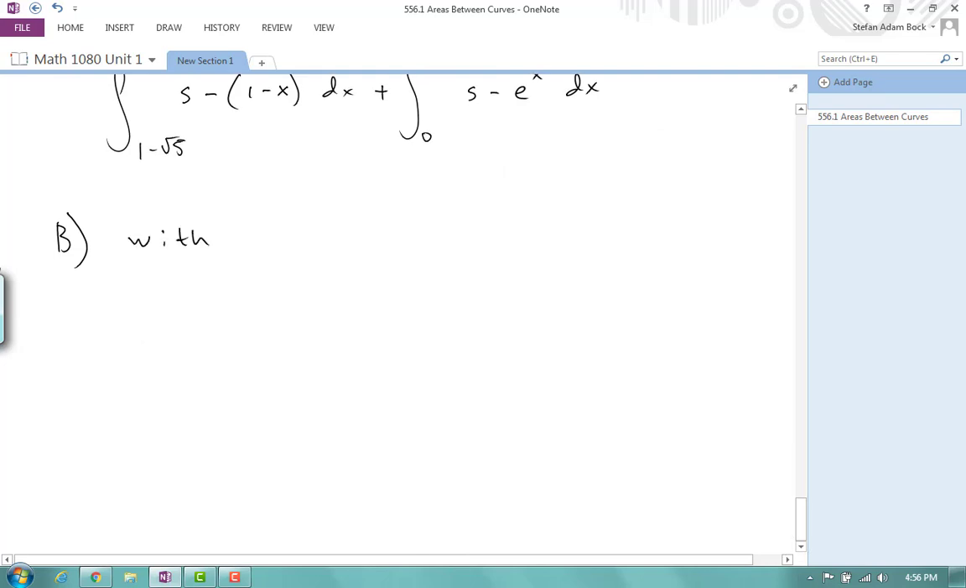So I'll call this one with respect to y. And this is going to be the integral, I'll call it from c to d, of, we'll call these j and k, j of y minus k of y dy.